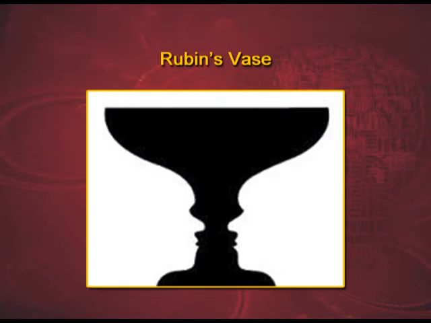Rubin's vase is another universal geometric illusion. Here, some people will see two faces on the right and the left, and the others will see one vase in the middle. When you look at this image again and again, sometimes you see faces and sometimes a vase. This is a very interesting illusion to look at.